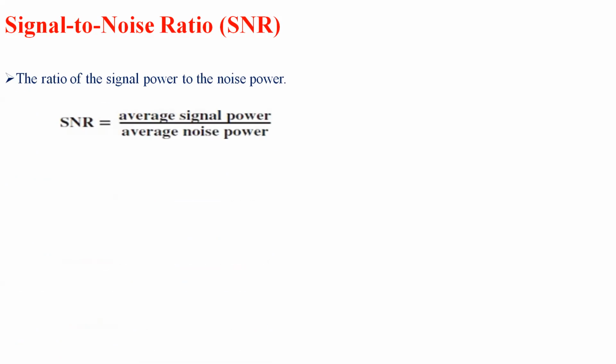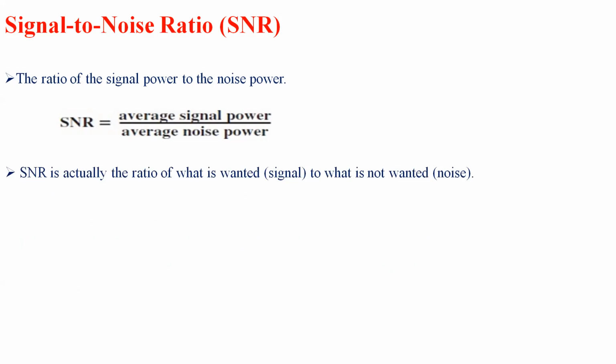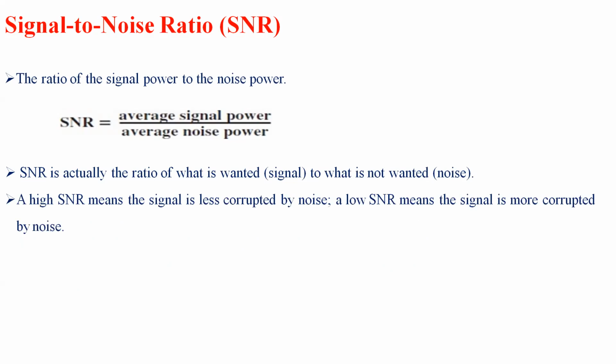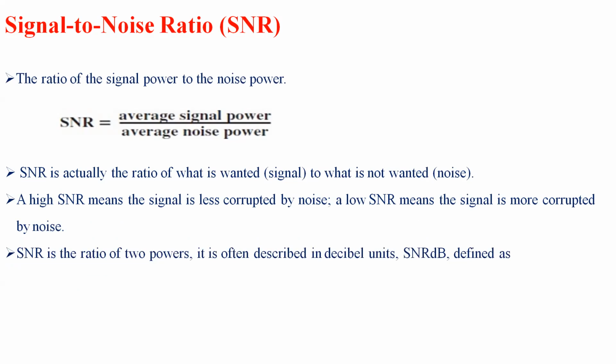Why? Because these may change with different times. The noise and signals change with respect to time. SNR is actually the ratio of what signal is wanted to what is not wanted, the noise. High SNR means the signal is less corrupted by noise, whereas low SNR means the signal is more corrupted by noise.